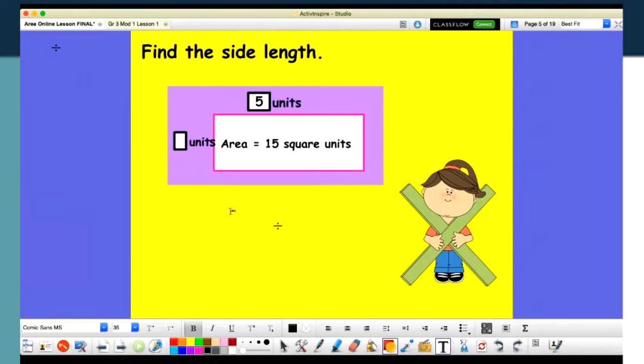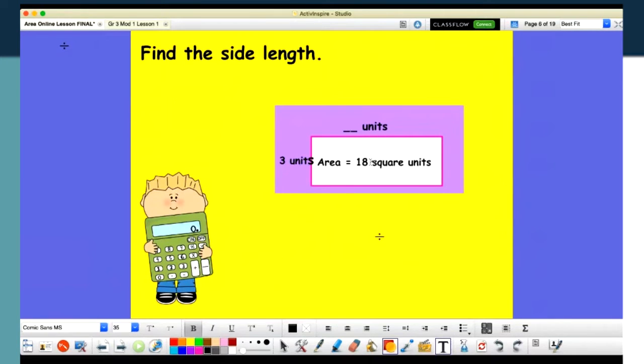All right, let's look at this one. Here we have a rectangle with an area of a total of 15 square units. So I'm going to say 15 divided by 5, which is the width that we've been given, equals blank. And in this case, I know that 5 times 3 equals 15. So therefore, 15 divided by 5 equals 3. So my missing side is 3 units because 3 times 5 equals 15.